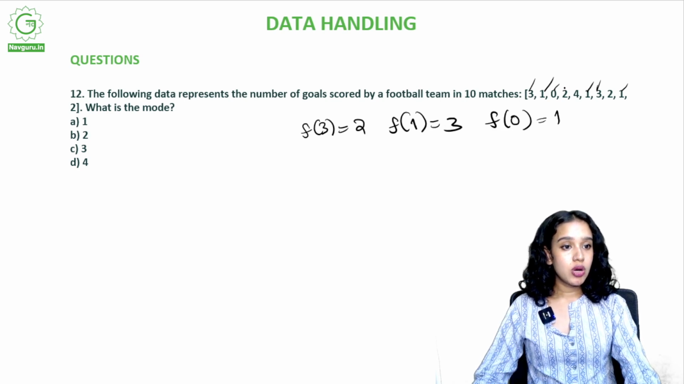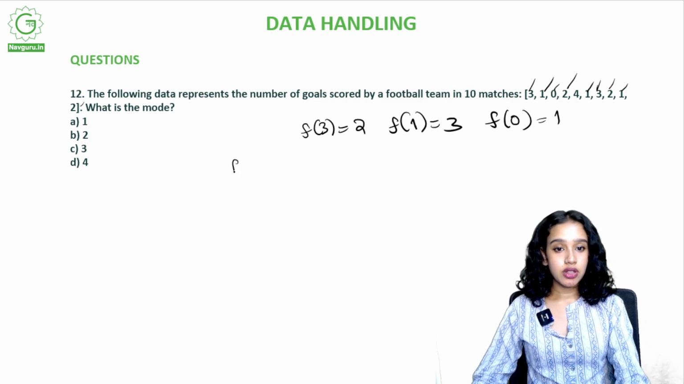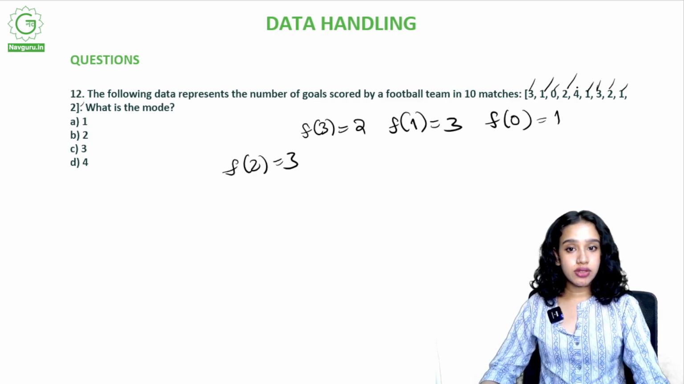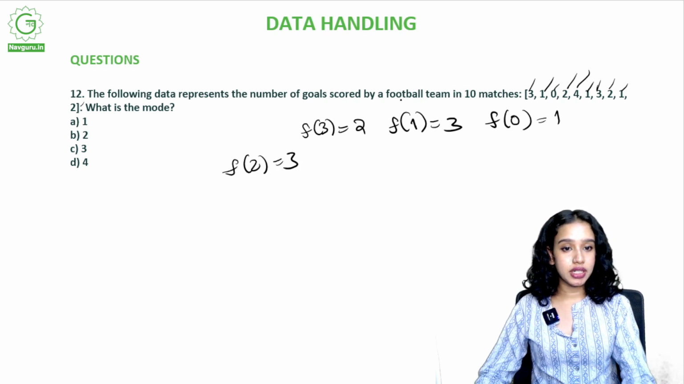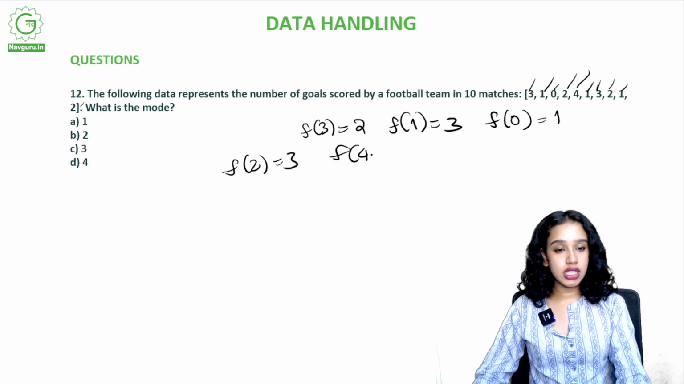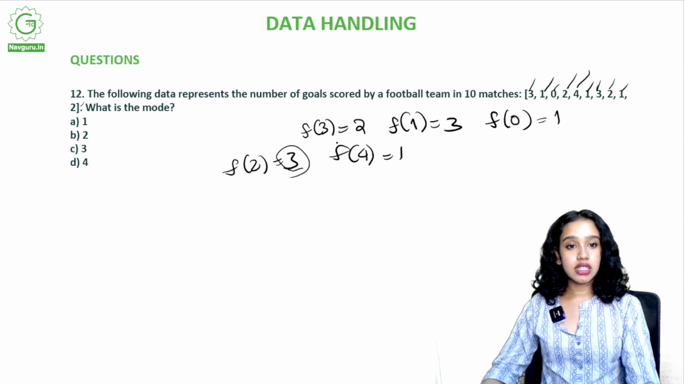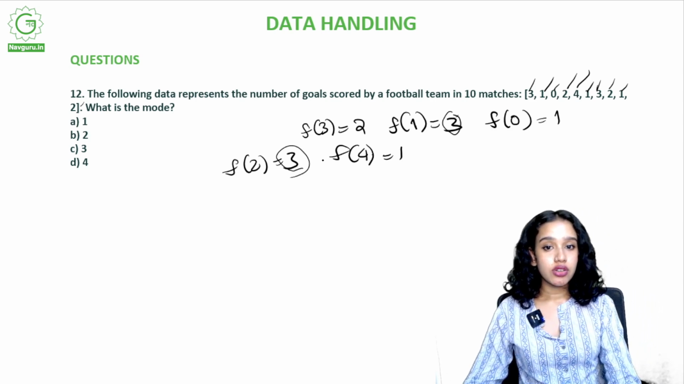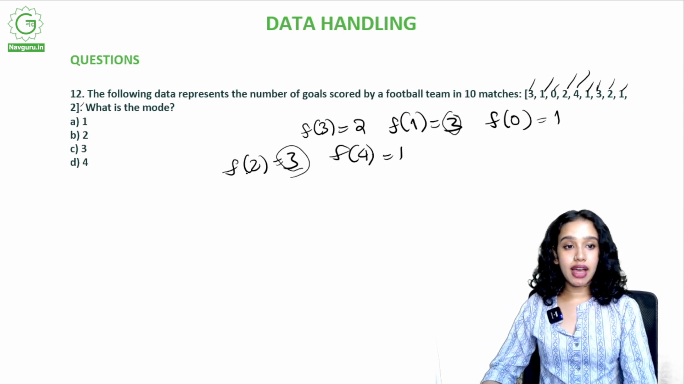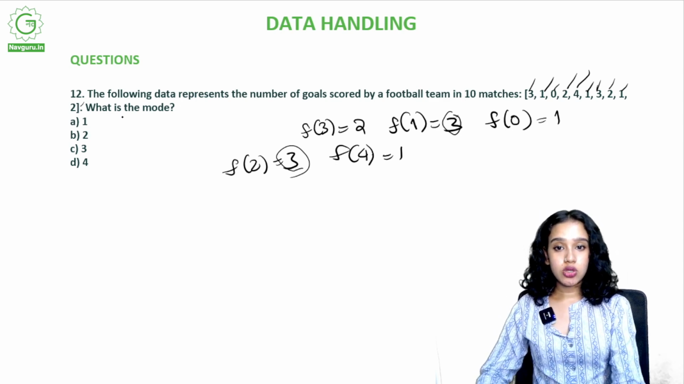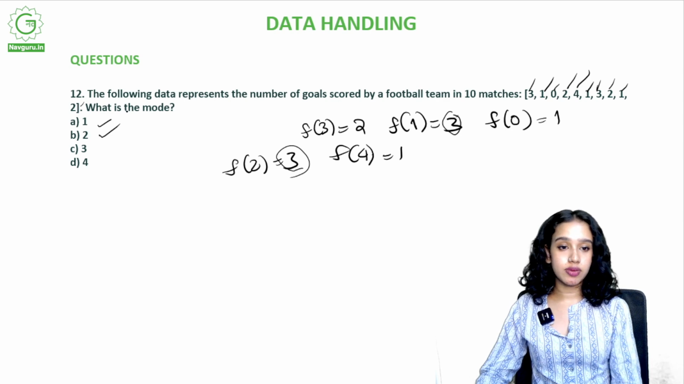It's only 1. What is the frequency of 2? We have 1, 2 and 3. Frequency of 2 is equal to 3. Now, frequency of 4 is actually equal to 1. So we have two numbers with 3 as the frequency, right? So we have 1 and 2. So 1 and 2 would be the mode.